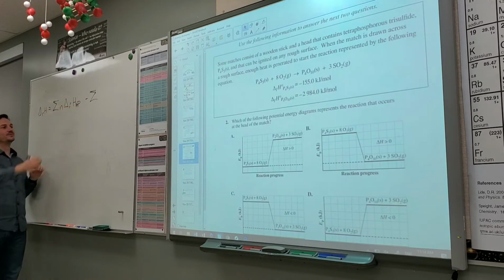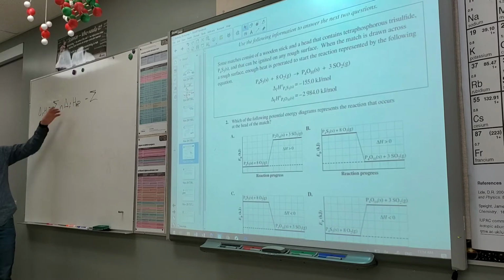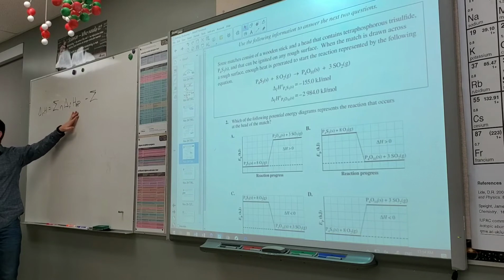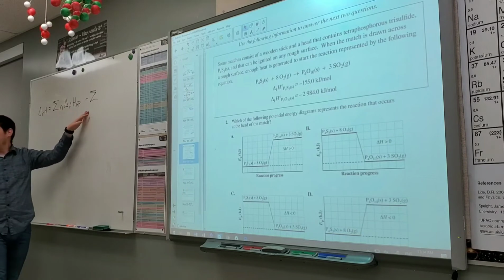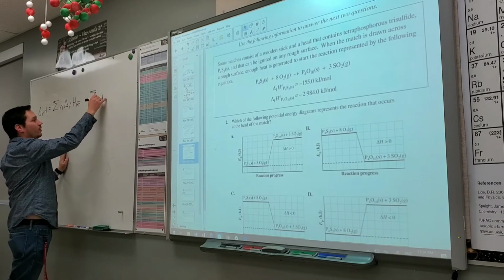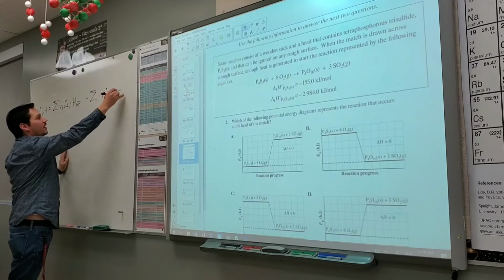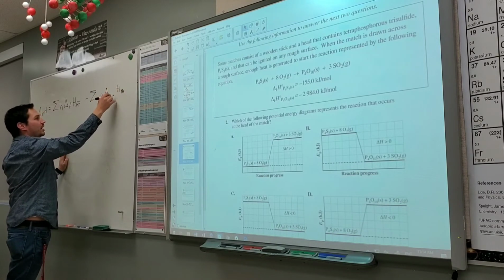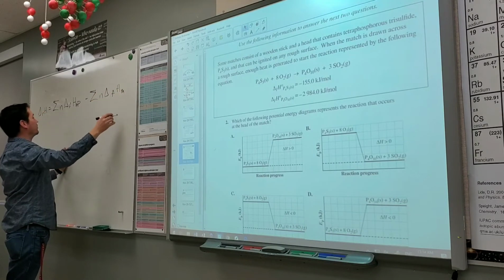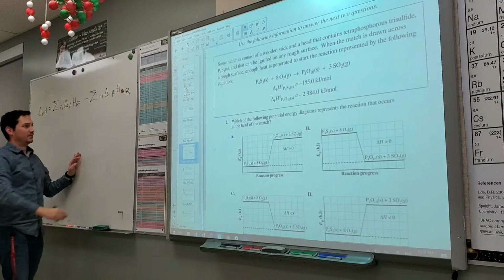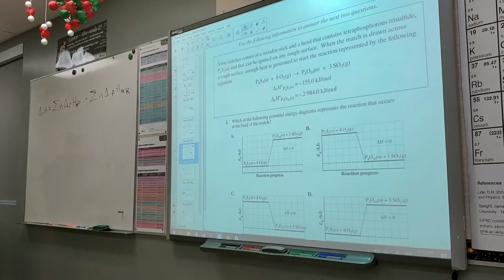So it's the sum of all of the moles times the molar enthalpy of formations of the products minus the sum of the moles times the molar enthalpy of formations of the reactants. I have to do this backwards every single time. And I gave myself way too much room. That's fine.